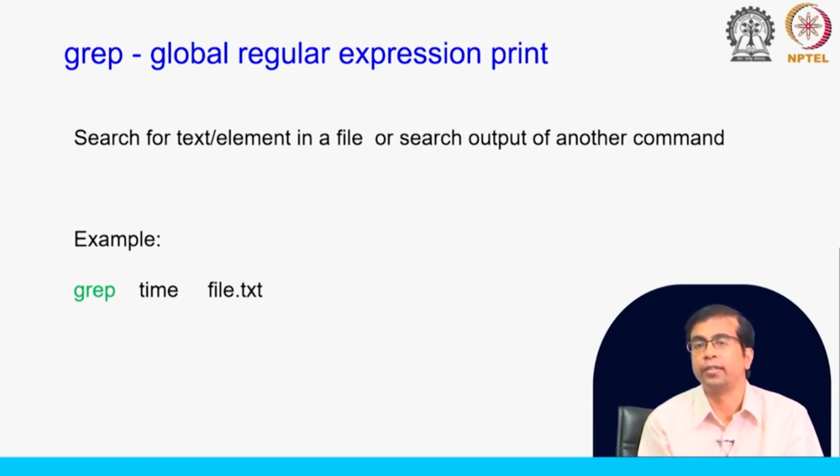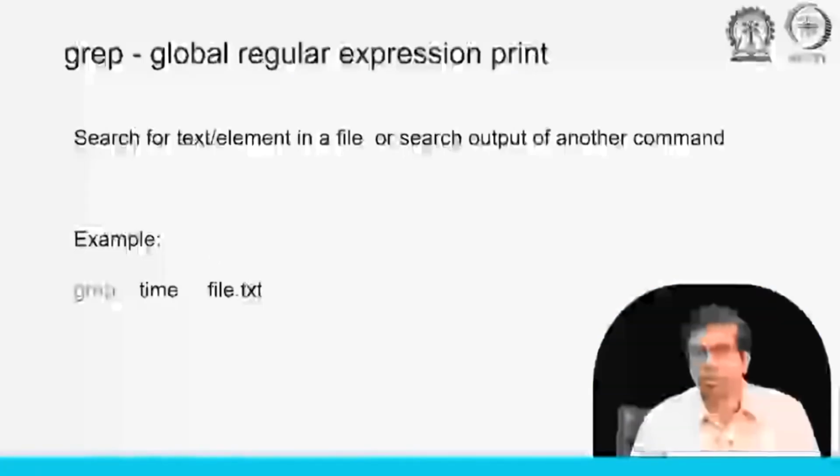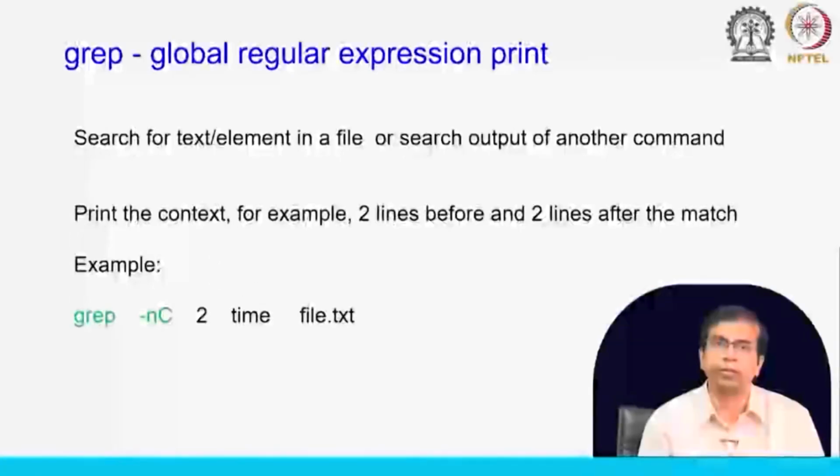So, context means maybe just show us the 2 lines before the occurrence and 2 lines after the occurrence. So, grep can also do that, right. So, this is where we use this. So, grep, the option is -n capital C, right.